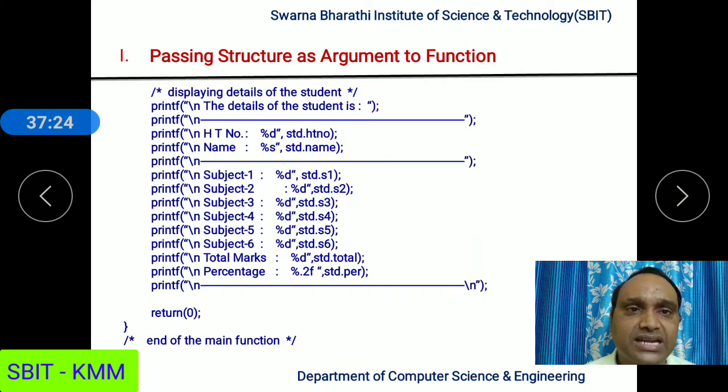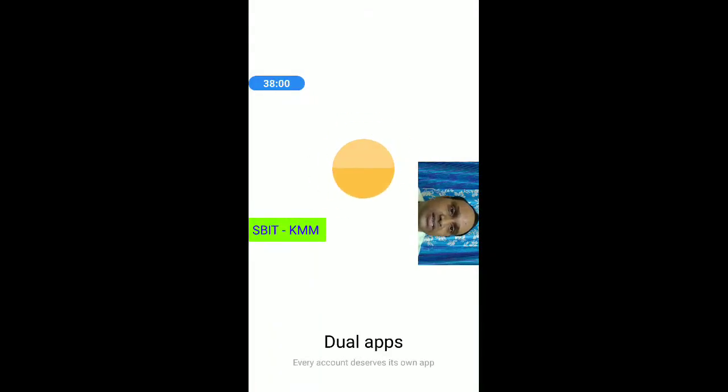So since we have passed the structure variable address in this program, this method of passing a structure variable as an argument to the function is called pass by pointer, or pass by address, or pass by reference, or call by pointer, call by address, or call by reference. So these 6 names are reflecting the same concept. So this is about how to pass structures as an argument to the functions.